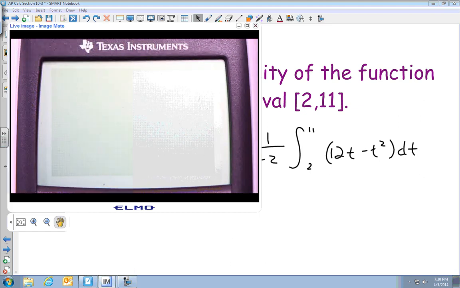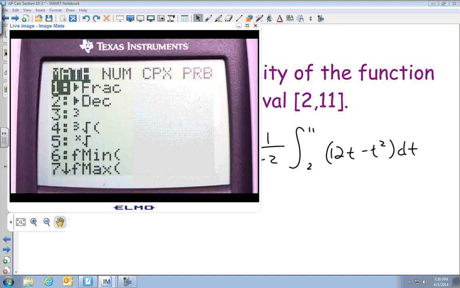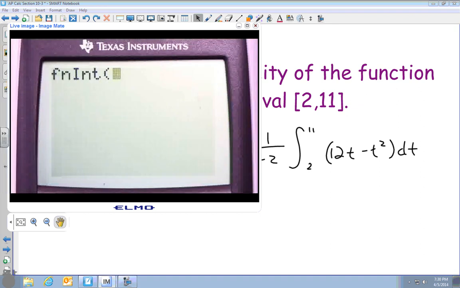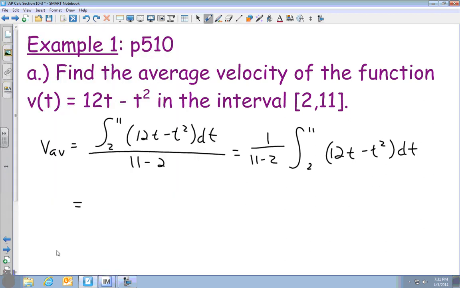And we'll tell it to do the numerical integral of 12. I'm going to do this in terms of x minus x squared. My variable is x, and I'm going to integrate from 2 to 11. And I'm just going to divide that by the quantity there, 11 minus 2, or divide that by 9. That's what I'm looking for, is what the final result is. And hey, look at that. We get 29.